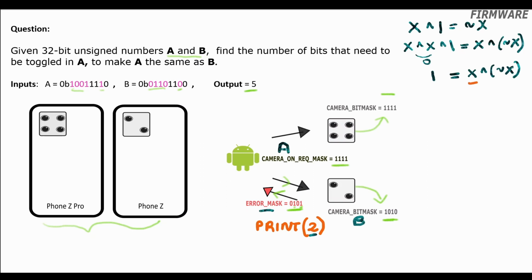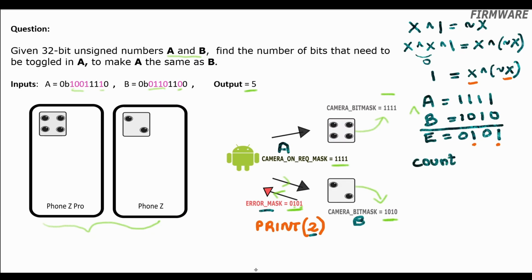So for our question, we can just do A XOR B and the result will have set bits in the positions where the bits in A and B are different. Considering A equal to 1111 and B equal to 1010, then A XOR B is equal to E equal to 0101. So this gives us our error mask. The set bits here let us know the positions where the bits in A are not the same as B. Great. Now we can count the number of set bits in E, which would give the total number of bits that are different between A and B.